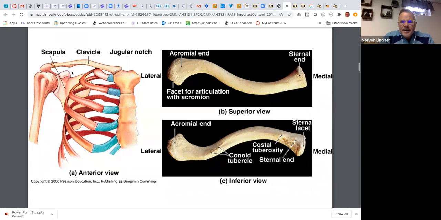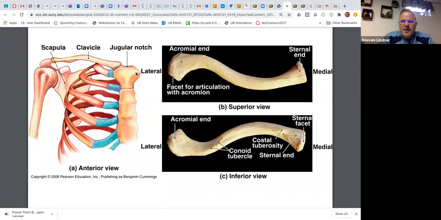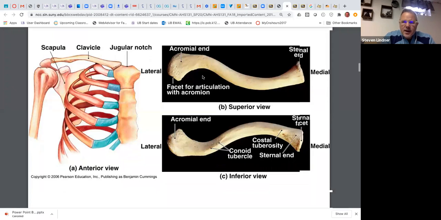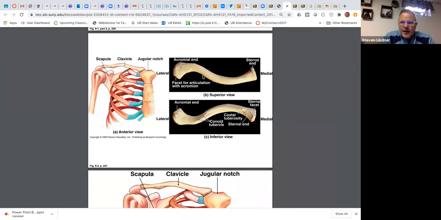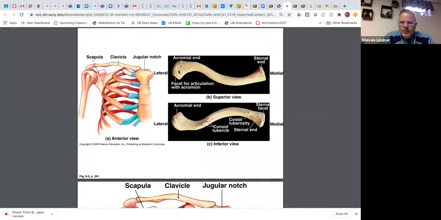Okay, so you should be familiar with both the acromial end of the clavicle and the sternal end of the clavicle. This is the end that articulates with the sternum, and this is the end that articulates with the scapula. You can see that this one's a little bit broader. The acromial end is broader and a little bit flatter to meet the acromion process.